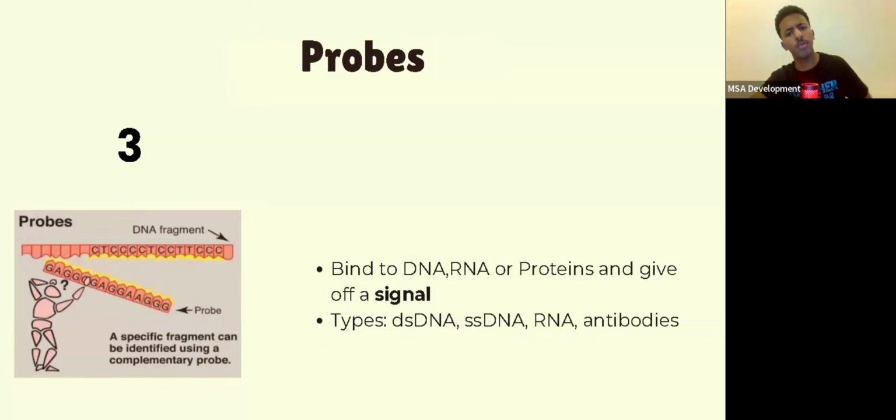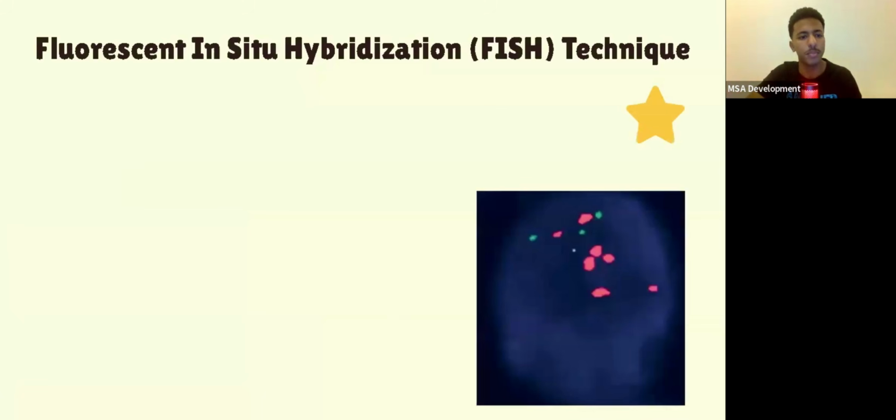And finally, we have probes. Probes are pretty easy. We explained them a lot. They basically bind to DNA, RNA, or proteins, and they give off a signal. This is the highlight of a probe. It gives off a signal. And we have different types of probes: double-stranded DNA, single-stranded DNA, and RNA and antibodies. They're all probes, or can be probes.